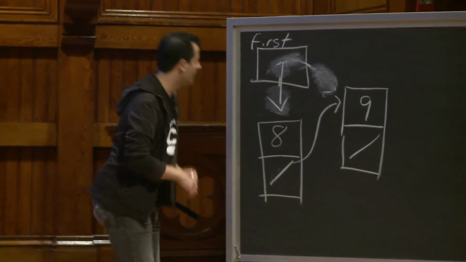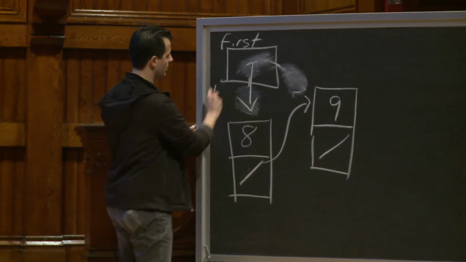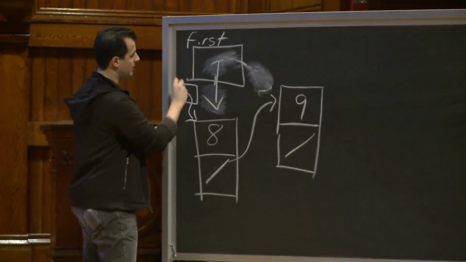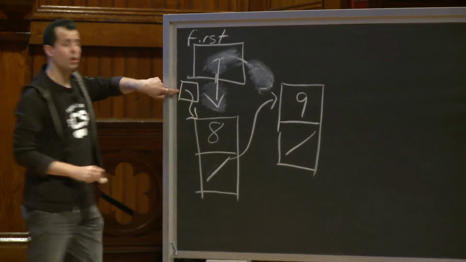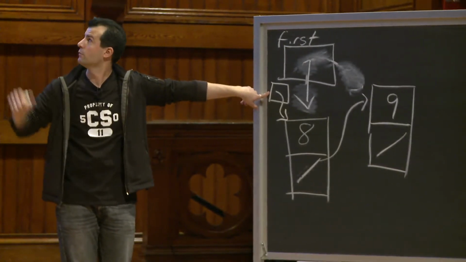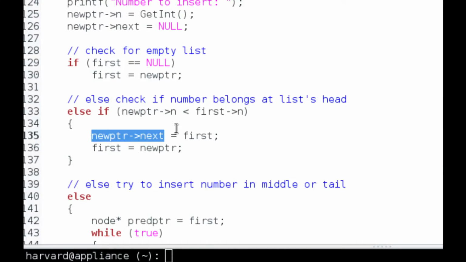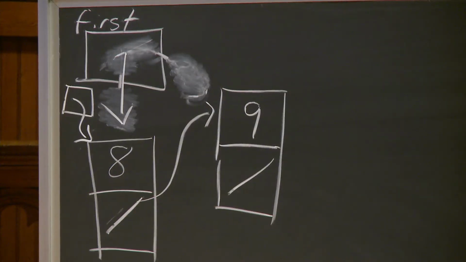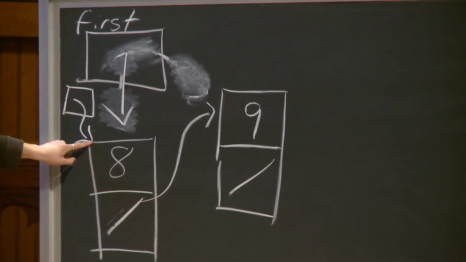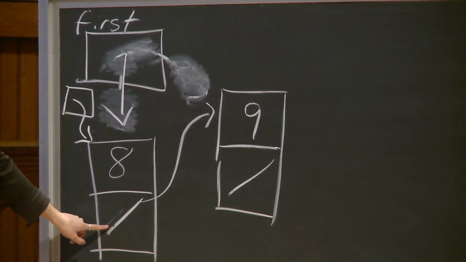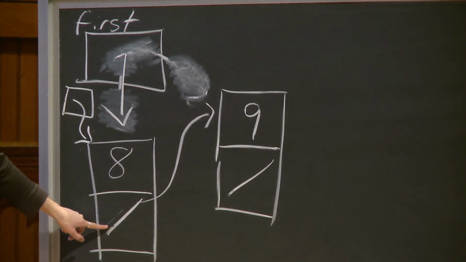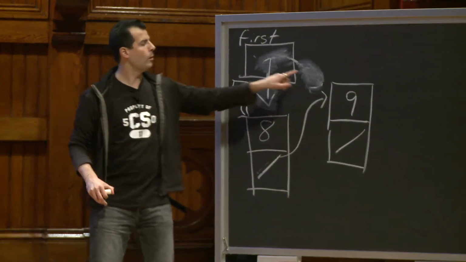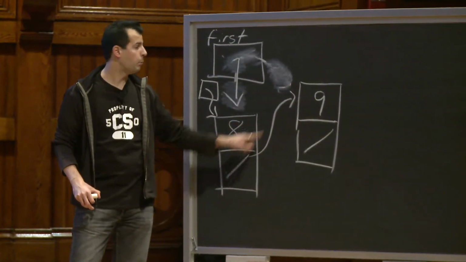So let me draw one more thing. I should have left a little more room for this, so forgive the tiny little drawing. This guy is called new pointer. That is the variable we declared a few lines earlier, in the line just above 25. And it's pointing to 8. So when I say new pointer, arrow next, that means go to the struct that's being pointed at by new pointer. So here we are. Go there. Then the arrow is saying get the next field. And then the equal sign is saying put what value there? The value that's in first. Well, what value was in first? First was pointing at this node. So that means this should now point at this node.